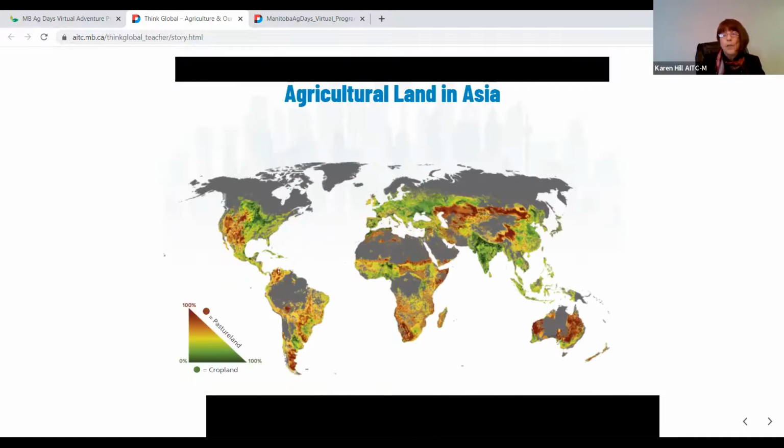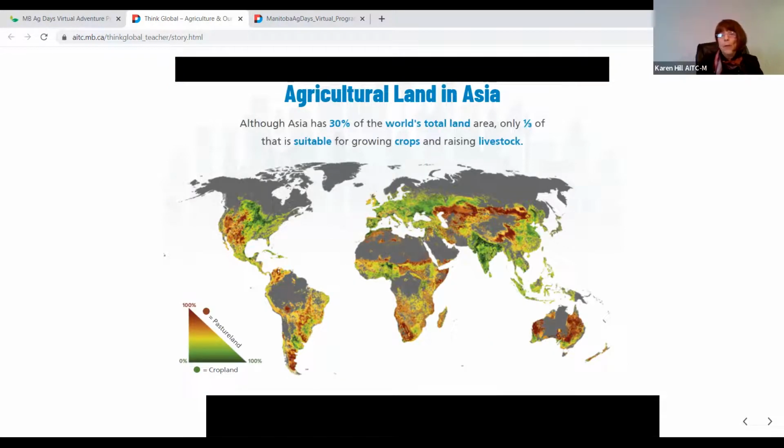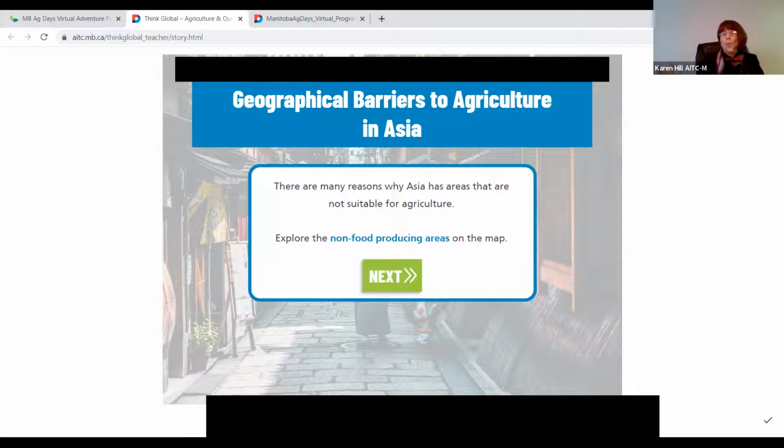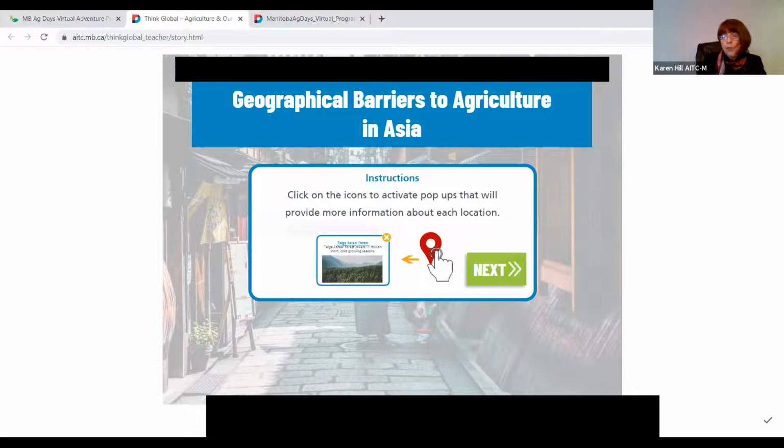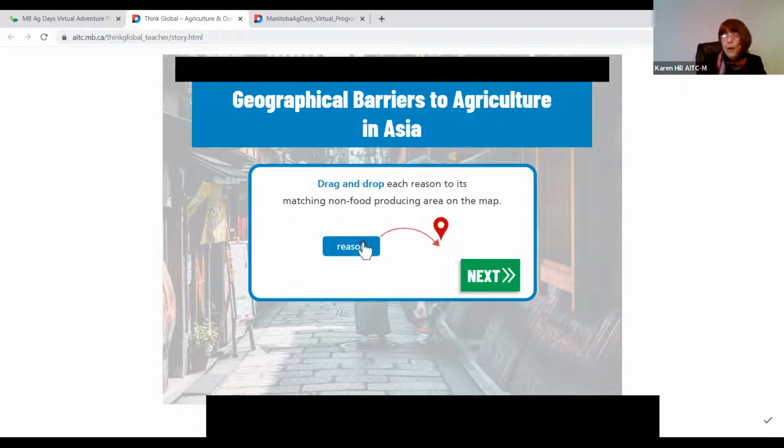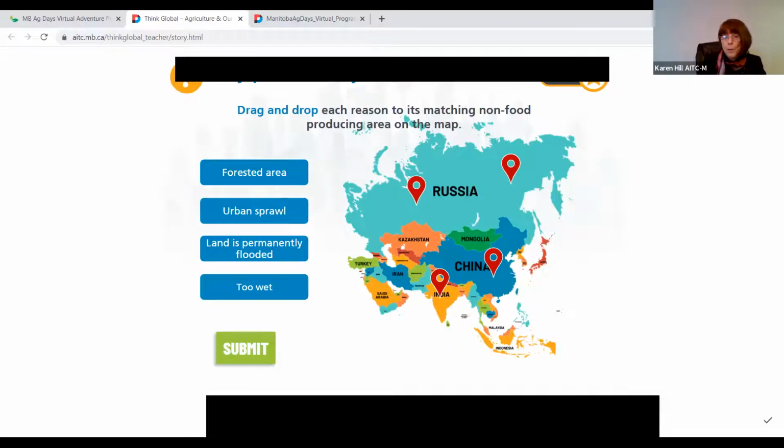So Asia has 30% of the land, but of that 30%, only about 1/3. You can see that most of this gray land throughout is not suitable for growing crops or livestock. So the next question becomes, what are the reasons why that land can't grow any livestock or crops? And so they get the instructions to click on the icon and then match it with the reason why it can't produce crops or raise animals.